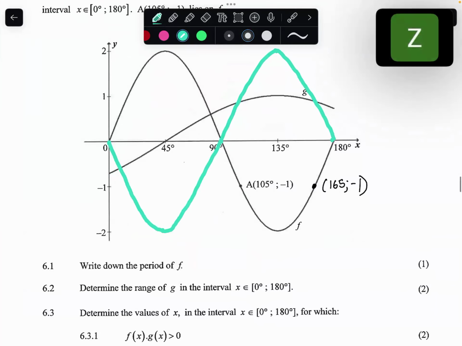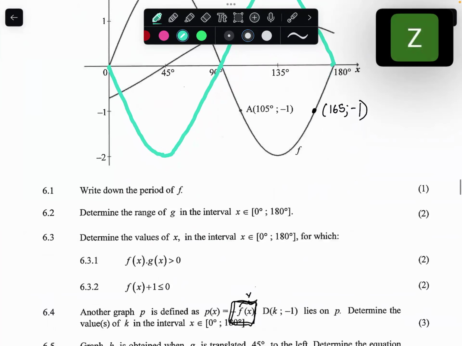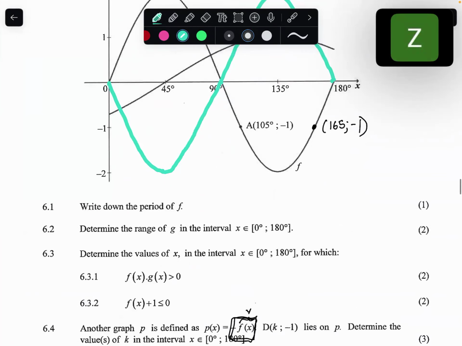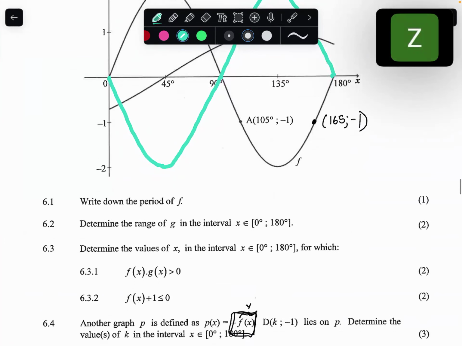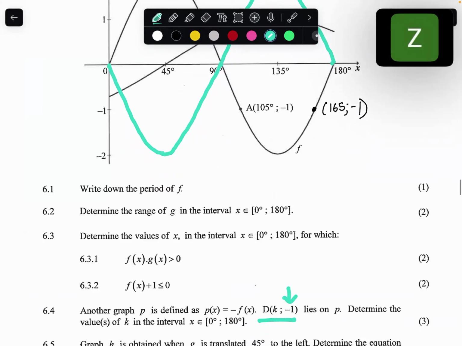Okay, so as I was saying, they said another graph P is defined as P of x is equal to minus f of x, which I told you means that the graph f was reflected across the x-axis because the sign of y was changed. Now they're saying D lies on P, but D's y coordinate is -1. Determine the values of k in the interval between 0 and 180 that have a y coordinate of -1. That's what they're asking you.